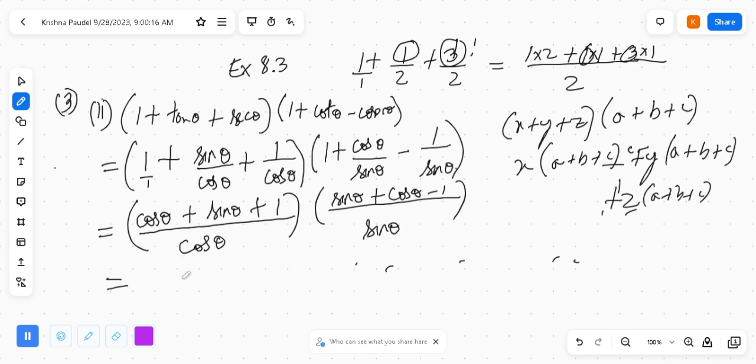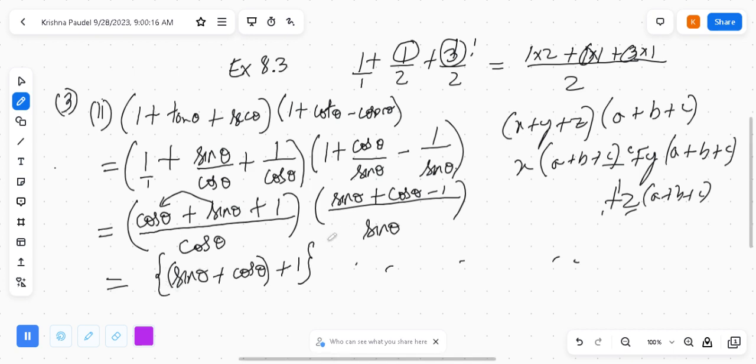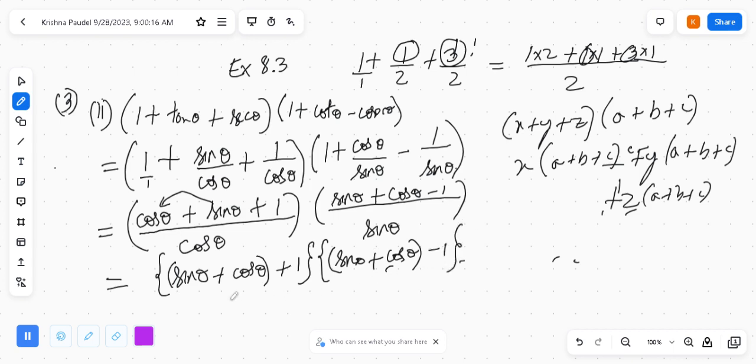So what we will do is a small arrangement here, and we'll write sine theta first, just using the commutative property, shifting this one here and this one here. The sign will not change, so sine theta plus cos theta, I'll keep them together in a bracket, plus 1. By doing this, I'm not changing anything. I'll bring another curly bracket here. In the same way, I'll keep sine theta and cos theta in one bracket, and minus 1 I'll keep separately.